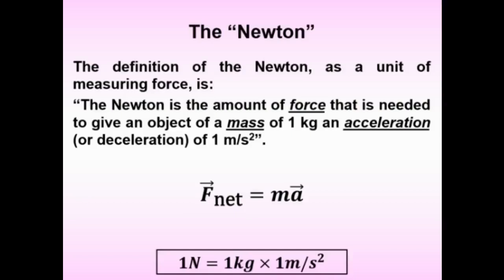Now, technically, everyone, raise your hand if you think the following way to define a Newton is correct. The Newton is the amount of force that is needed to give an object of mass of 10 kilograms an acceleration of 0.1 meters per second squared. Is that technically correct? But what's the problem with defining things that way? Do we have one definition or an infinite number of definitions? So what is the easiest triplet of numbers that we can use?